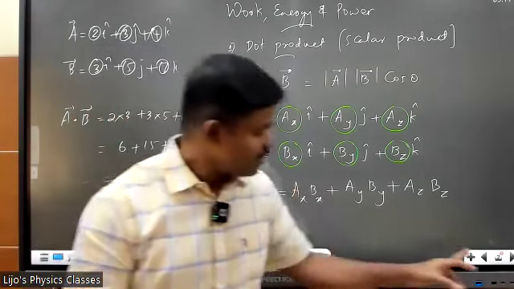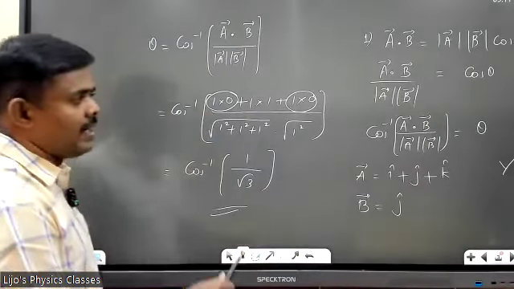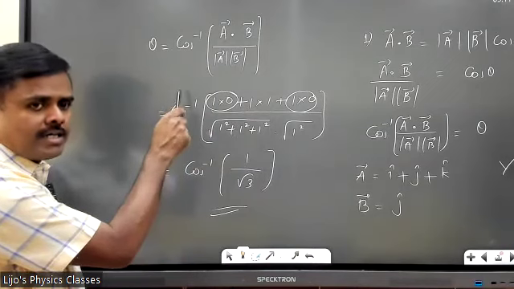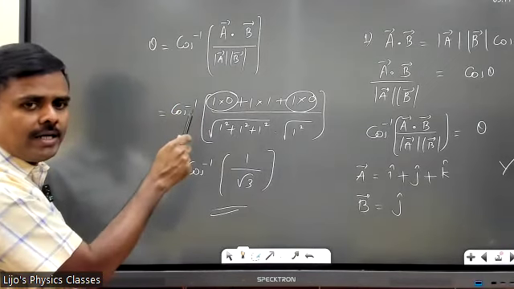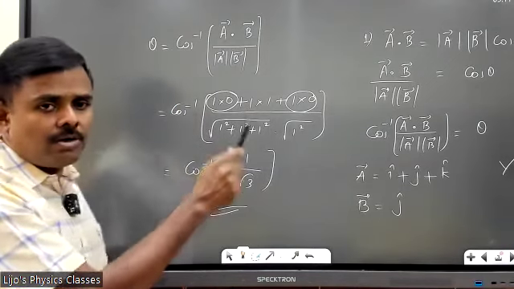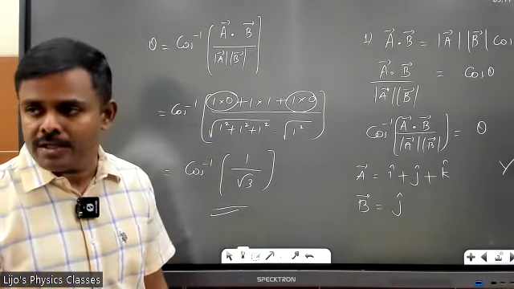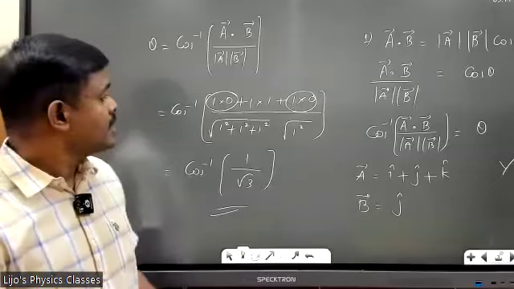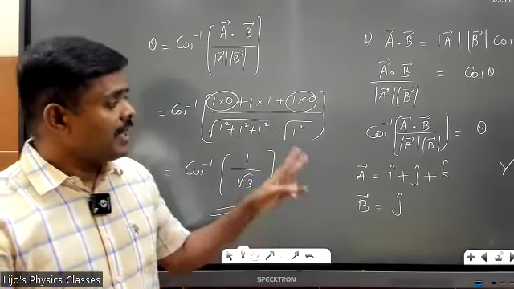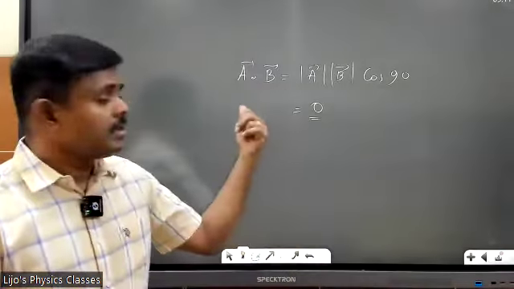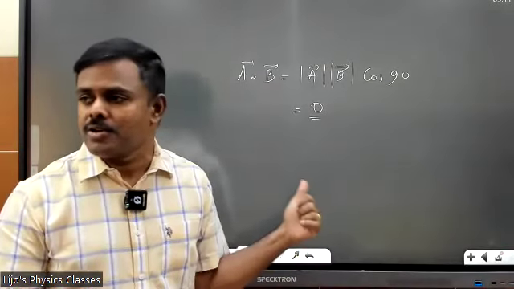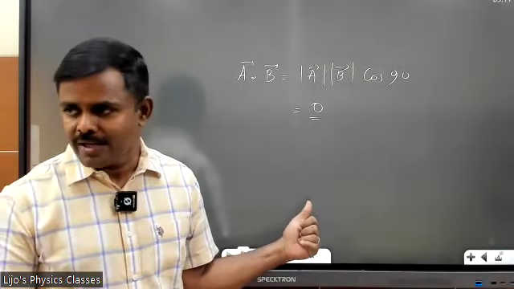Got it? Then I told you about this. How to find the angle? Cos inverse of A dot B divided by modulus of A into modulus of B. Got it? So that is how you find it. And one more last thing here. If two vectors are perpendicular, their dot product is zero. All right, dot product is zero.